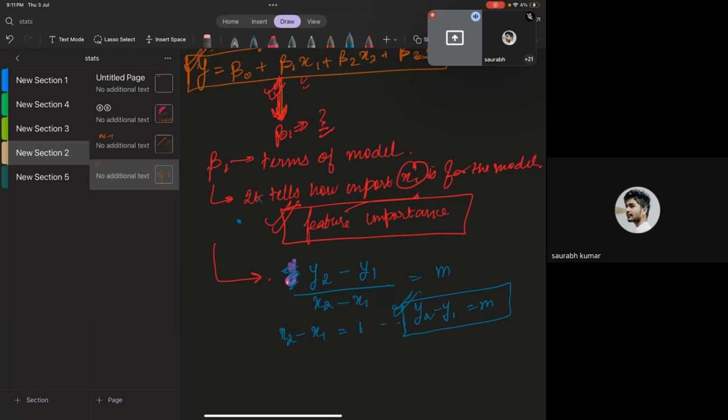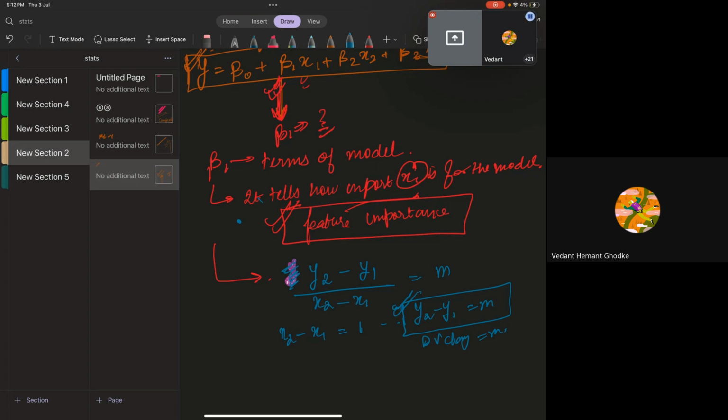What does this mean? For a unit change of x coordinate, slope is differentiable. Slope is telling me for a change of unit in x, or basically the independent variable, what will be the change in my dependent variable. Yes or no, everyone? Does this apply here? How?